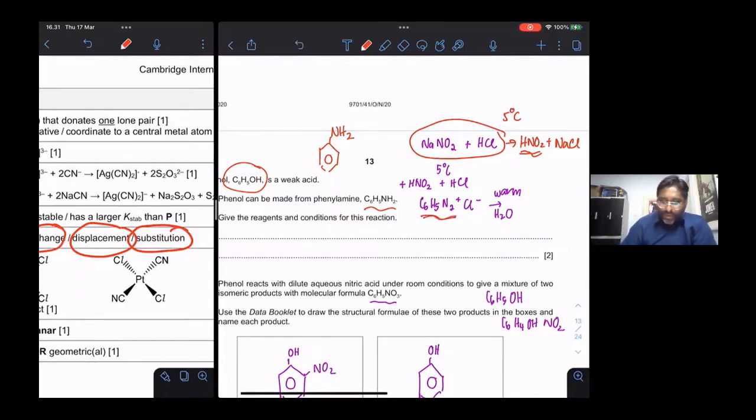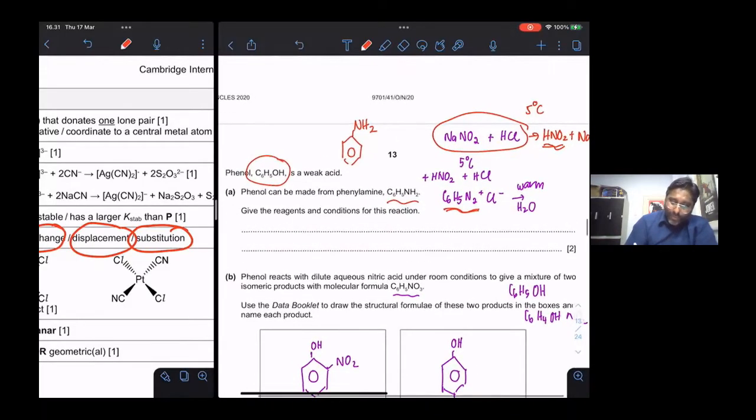So it means the reaction. How do we get this? This phenylamine, if I just write in terms of equations, C6H5NH2, when I react with HNO2 and HCl, I am going to get this C6H5N2Cl. And then what should I do with this benzene diazonium salt? I need to warm that with water. When you warm that with water, you are going to get phenol. This is how you get phenol.